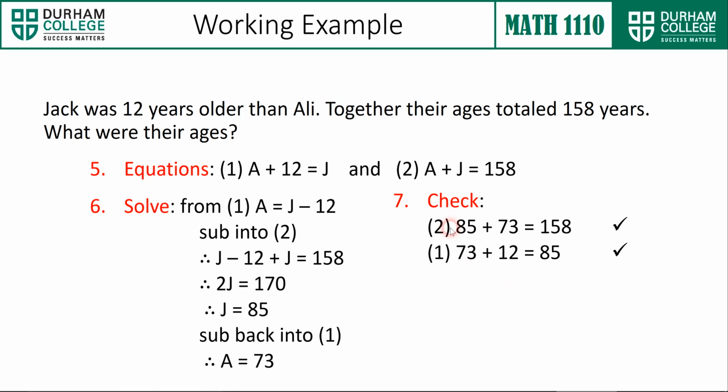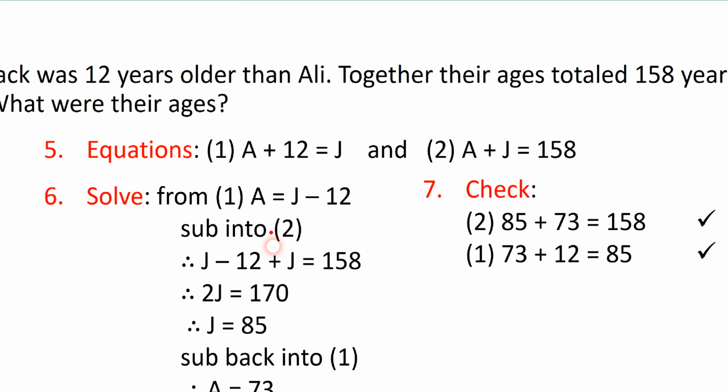Now I have to go to the next step, which is checking this, right? In order to check it, I can just simply put both of the values, a and j, into my equation, okay? So if I put it here in this equation, I'm going to try both the equations. So 73 plus 12 equals to 85, yeah? And if you actually add them up together, they both will be 85, right? So 85 equals 85, so the statement holds true, right? So that means I have verified it.